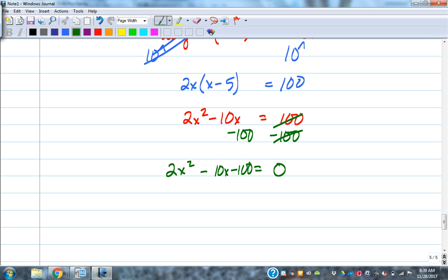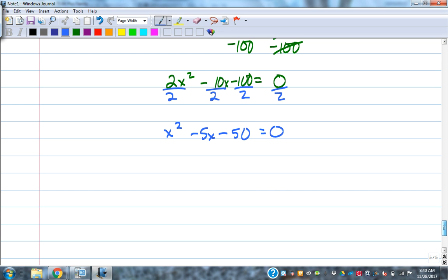What could we do to simplify that? Everybody's divisible by 2, right? So divide everything by 2. x squared minus 5x minus 50 equals 0. Now, what are our options for solving this? Factoring or quadratic formula. I don't care which way you do it. It works the same. You get the same answers no matter which way. This one will factor. Not all of them will factor. So quadratic formula may be your default to go to just because you know it's going to work no matter what. I'm going to factor this one because I see the negative 50 and the negative 5.